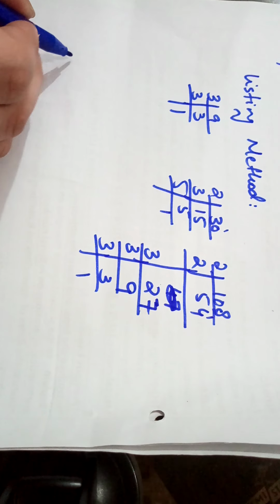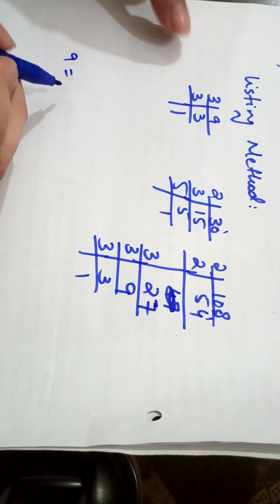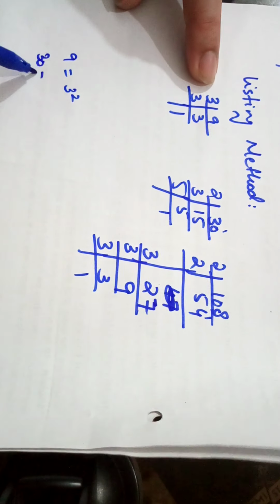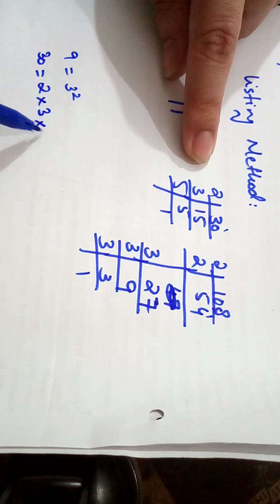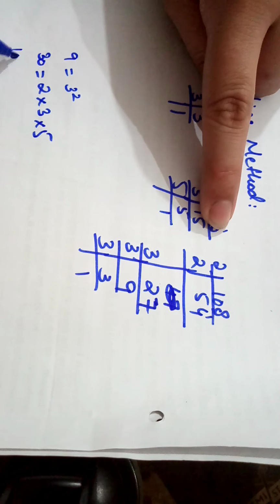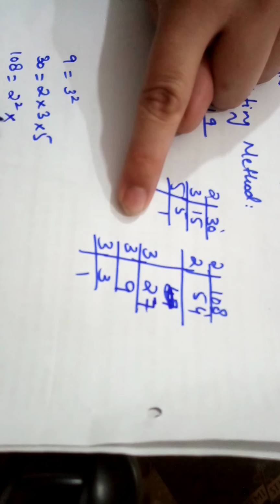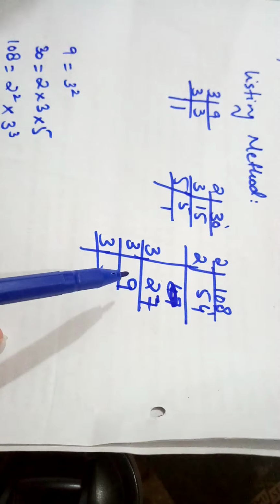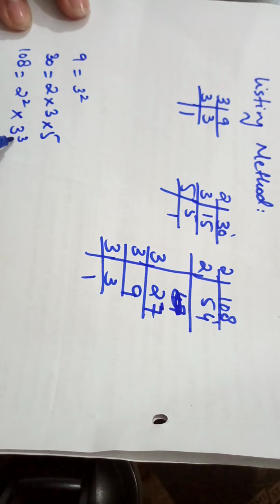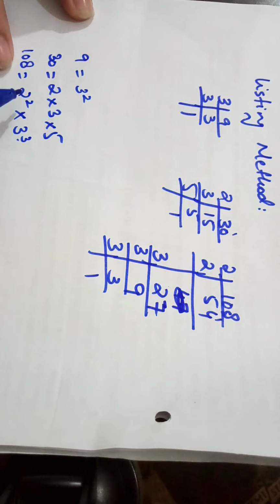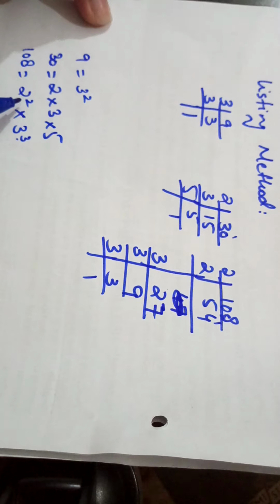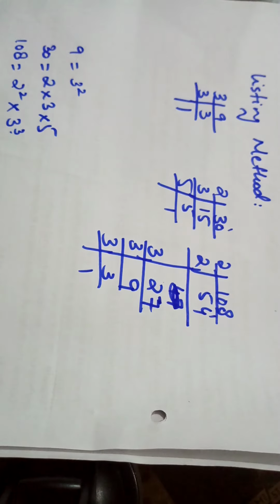So we just write down the factors. 9 has the factors 3 squared, then 30 has the factors 2 multiplied by 3 multiplied by 5. 108 has the factors 2 twos, then 3 threes. This power indicates how many 3s we have. So I have three 3s, so I write 3 to the power 3. And 2 to the power 2 means we have two 2s. This indicates the number of 2s we have.